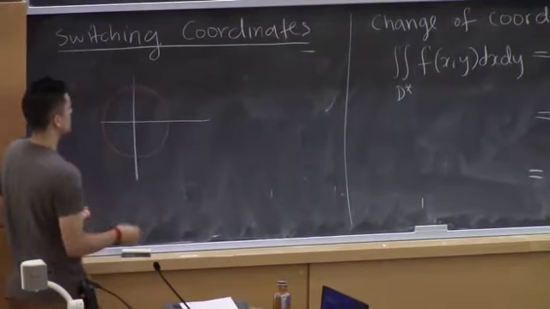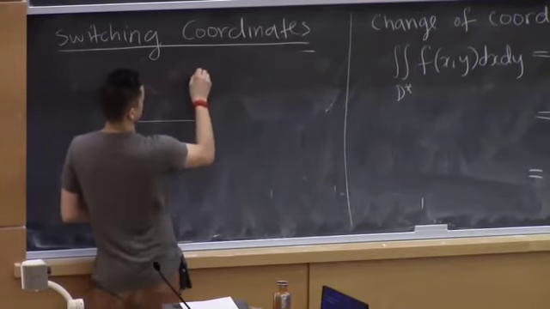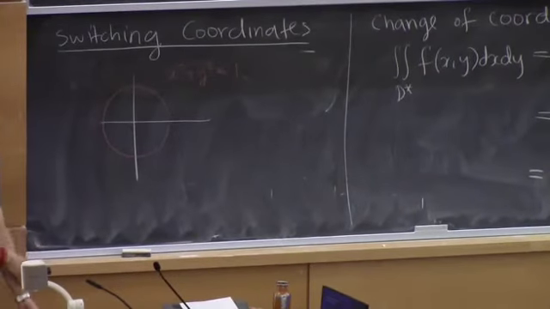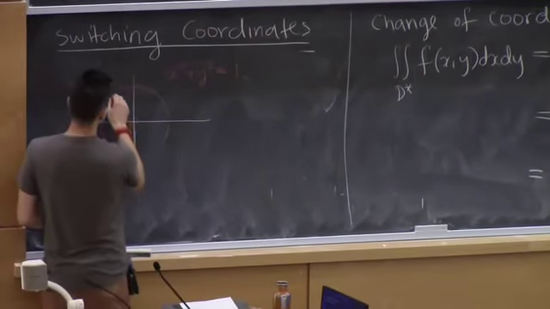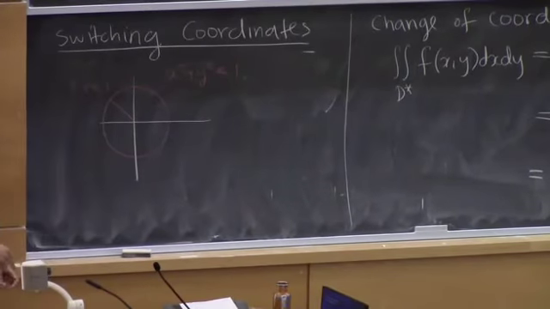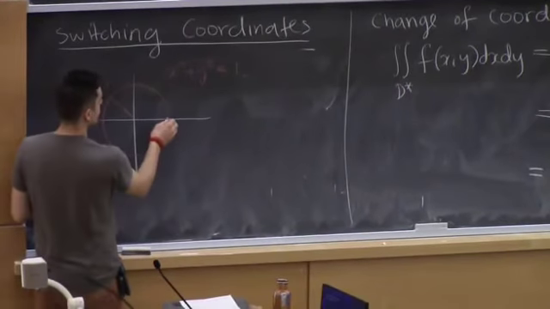Right, so we've got this disk, x squared plus y squared is less than or equal to 1, and we know this guy has radius r less than or equal to 1. So what we decide to do is to cover the whole disk once.